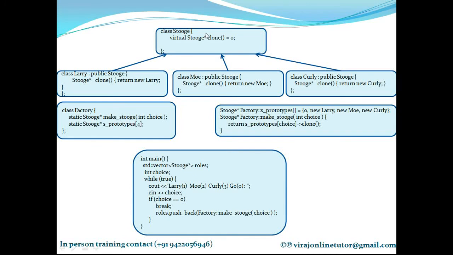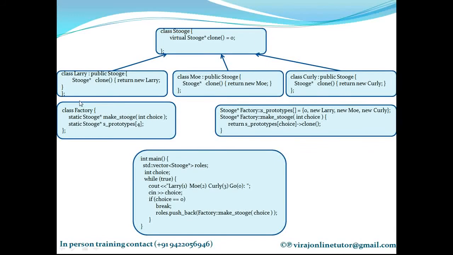So what did I explain till now? I have a class Stooge which has a pure virtual function. It's an abstract class, all means the same. So this is a prototype class which is an abstract class, and I have 3 concrete prototype classes here. Class Larry, whose clone will return Larry, class Mo, whose clone will return Mo, class Curly, whose clone will return Curly, because clone returns a copy of itself. Clear?